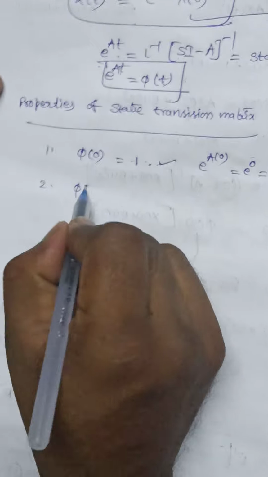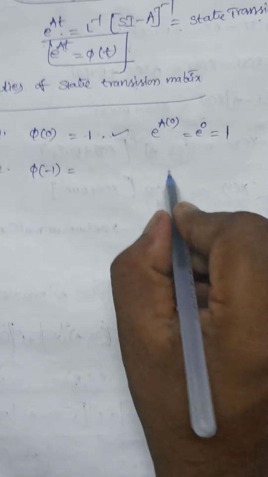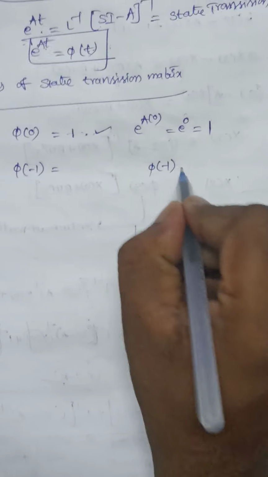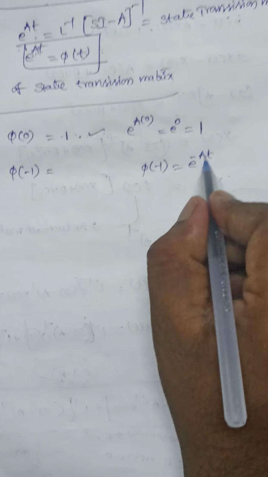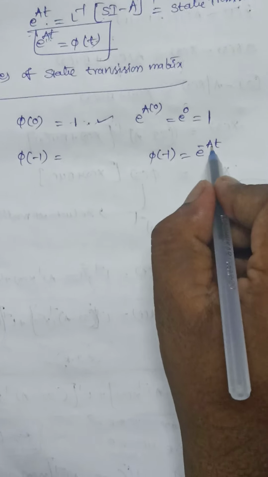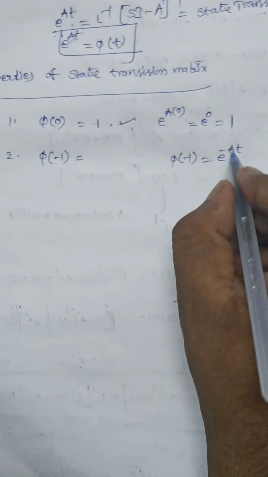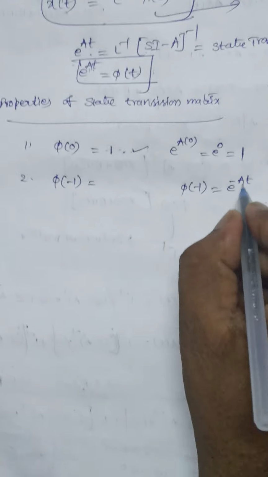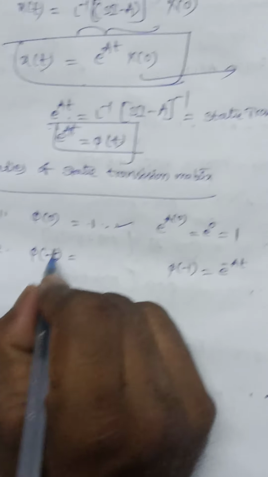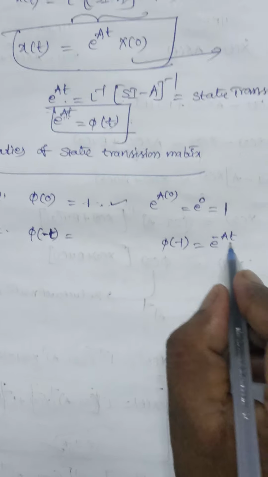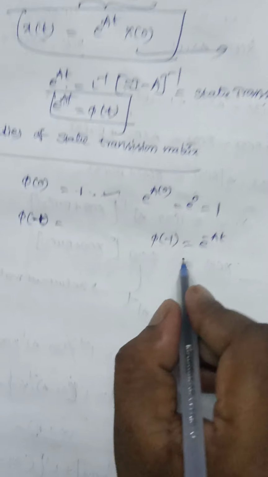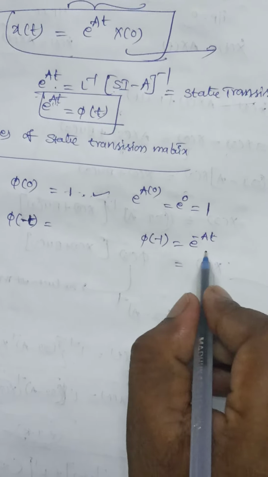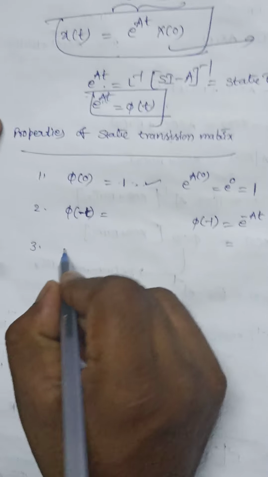Next one, phi of minus t. If I substitute minus t instead of t, phi of minus t is equal to e power minus at. Okay, the third one, let me expand.